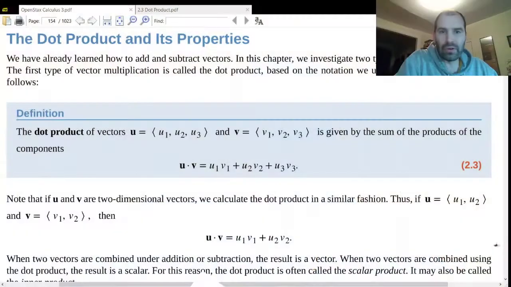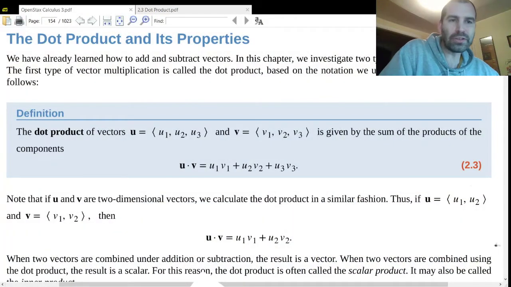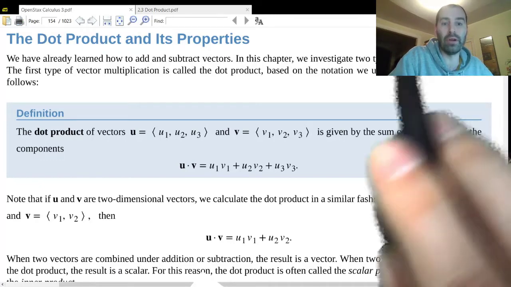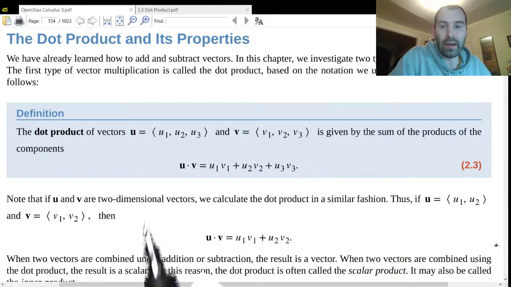So we're going to look at how dot product works and some of the properties it has. All right, so let's go take a look. So here's a description of dot product. The dot product of two vectors, and here they're giving us three-dimensional vectors with components u1, u2, u3, and the other one has components v1, v2, v3.